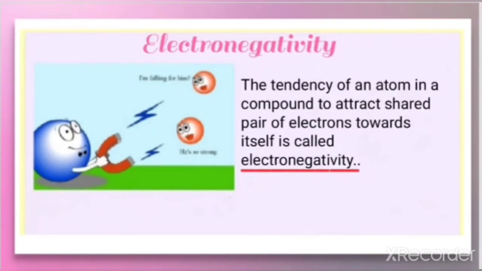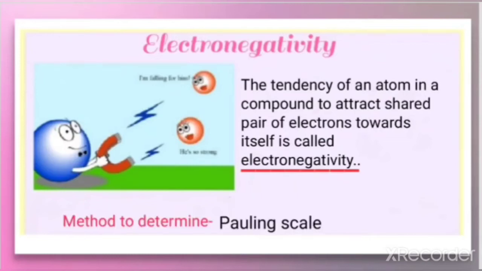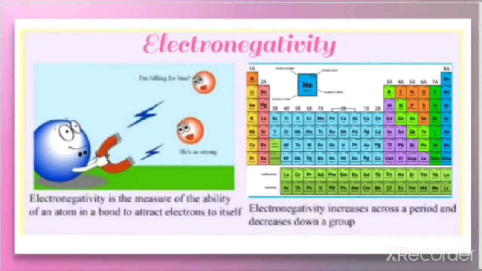Electronegativity values of different elements are not measured but are derived indirectly by different methods. One of the methods is the Pauling scale, which is used to find out the values of electronegativities. When we compare electronegativity in the periodic table, we can say that electronegativity increases across a period. That means when we move from left to right in a period, the electronegativity increases.